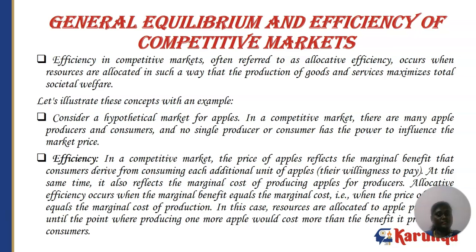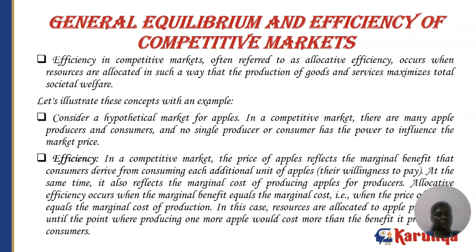In a competitive market, the price of an apple reflects the marginal benefit that consumers derive from consuming each additional unit of apples, that is, their willingness to pay. At the same time, it also reflects the marginal cost of producing the apples for producers. Allocative efficiency occurs when marginal benefit is equal to marginal cost, that is, when the price of the apple is equal to the marginal cost of production.